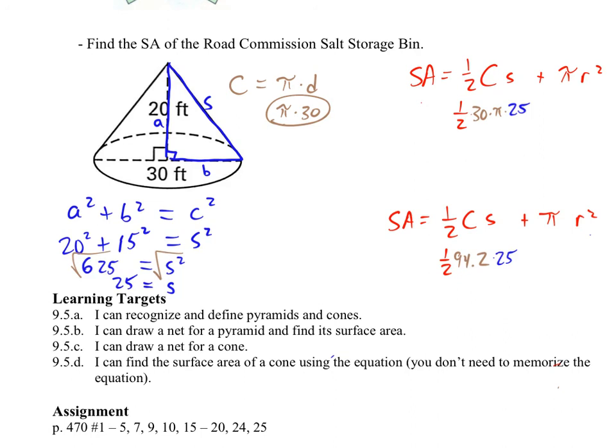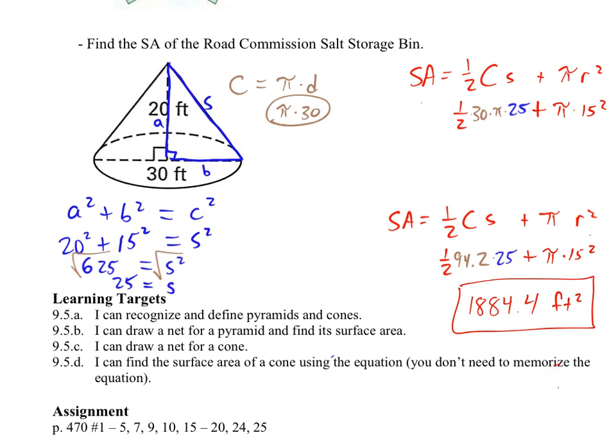All right, so finishing it off, we have plus pi, and what do I put in for r? 15. Pi times 15 squared. And if you take and punch all of those in, if I were to do this bottom one, I'm going to get 1884.4. And all the units in there are feet, and it's an area, so it's going to be square feet. So that's what we get if you round that 30 times pi to 94.2.